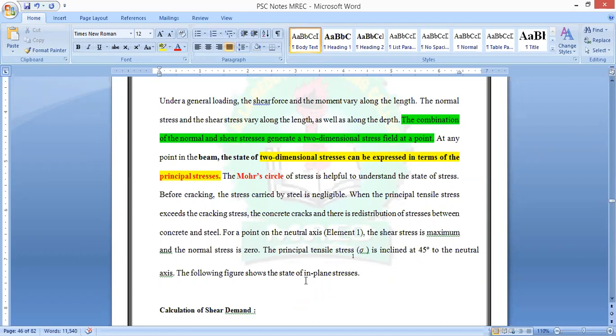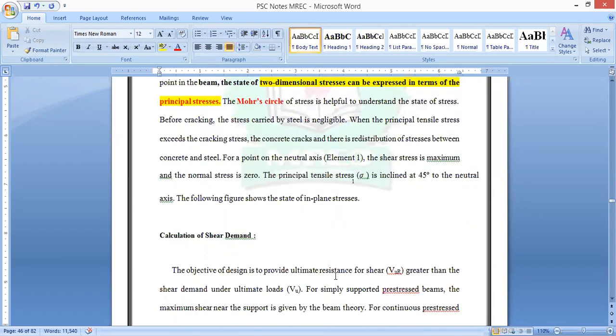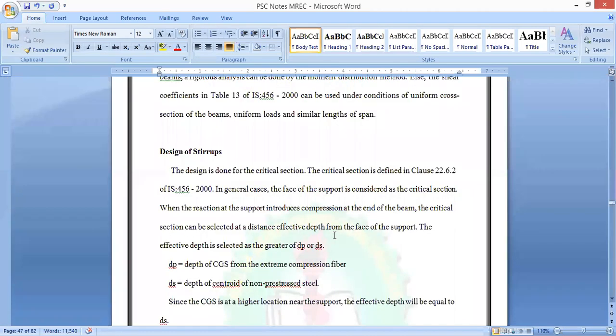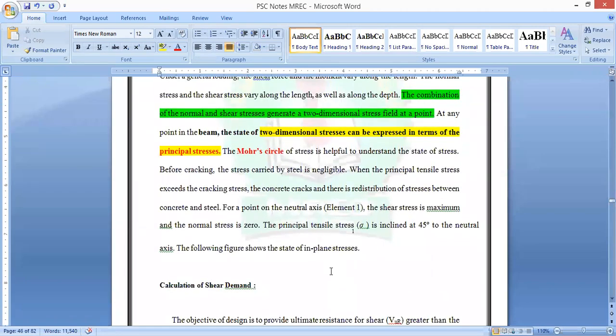Okay. So for a point on the neutral axis, let us take an element 1. The shear stress is maximum and the normal stress is 0. Antena? So the principal stress is inclined at 45 degrees to the neutral axis. So the following figure shows the state of in-plane stresses. Manaki ardhamavuthundi. Okay.